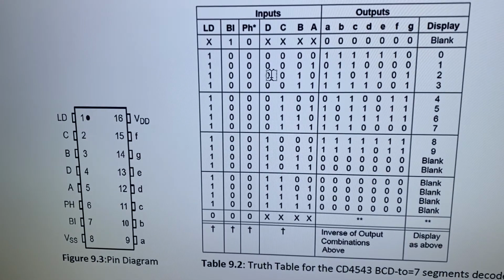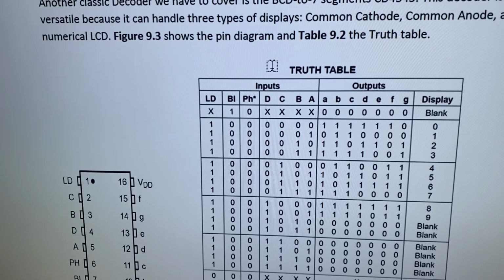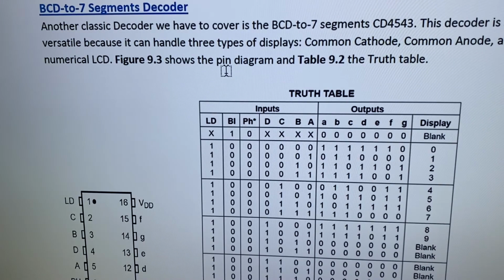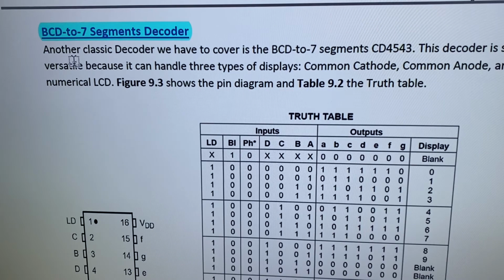For other courses where you see digital logic or microcontrollers, for example, the most common type of decoder is the BCD to 7 segments. And there are many types, of course, like the 74 series, 7447, 7448, and in CMOS, the CD4511 or 4547.